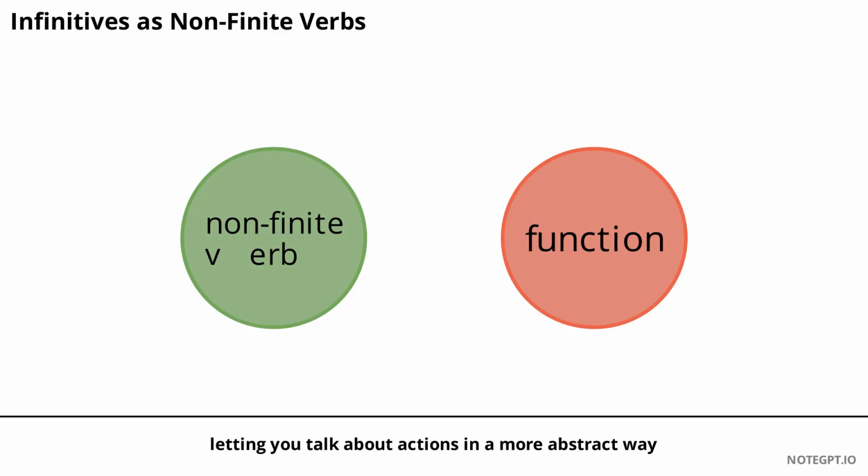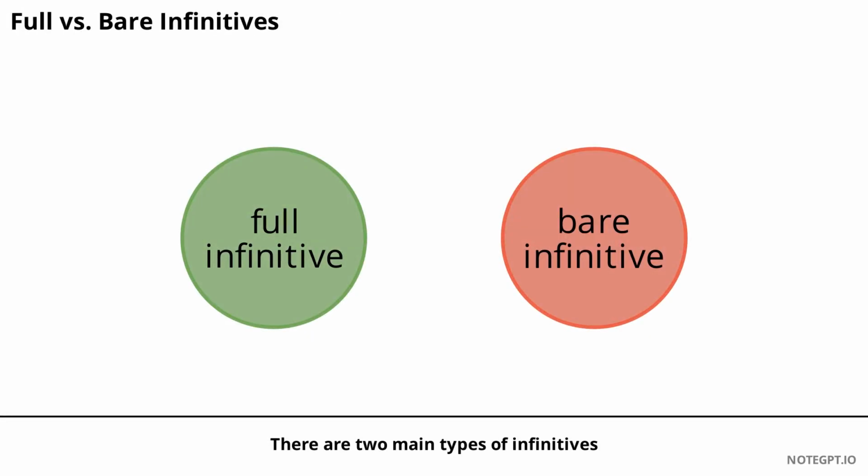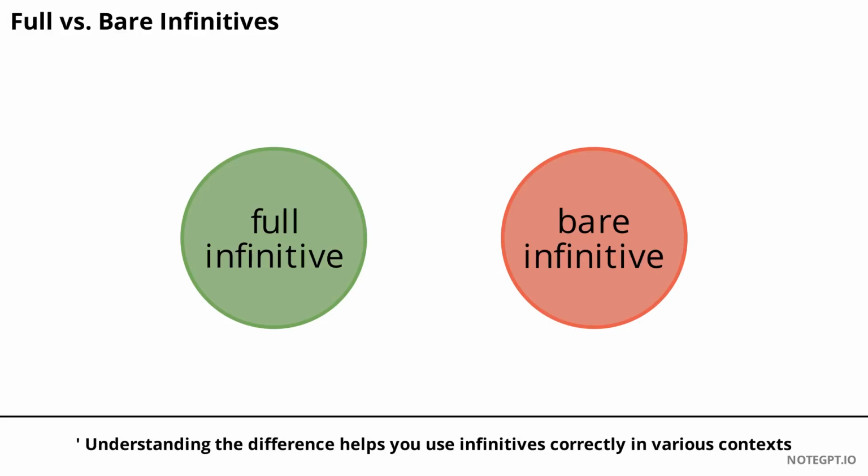There are two main types of infinitives: full infinitives and bare infinitives. Full infinitives include the word "to," like "to play" or "to sing." Bare infinitives, on the other hand, drop the "to" and use just the base form of the verb, such as "play" or "sing." While they look similar, they're used in different ways. For example, after certain verbs like "let" or "make," we use the bare infinitive: "She made me laugh." Understanding the difference helps you use infinitives correctly in various contexts.